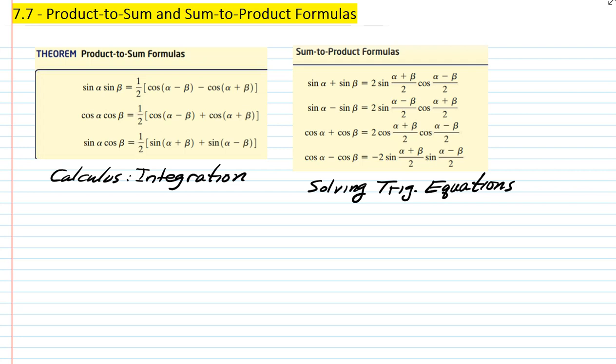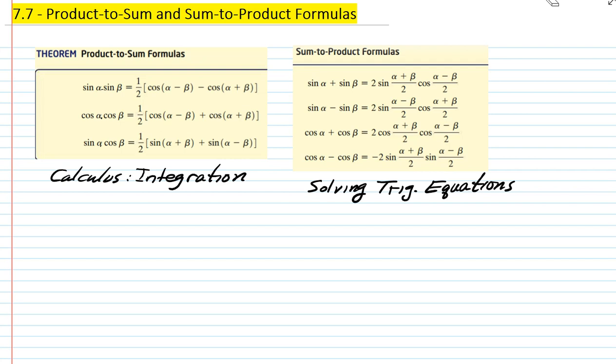Now, the formulas we have are those that change the form of a product to a sum, often called product to sum. You have a product of two trig functions, and the product in turn is turned into a sum or difference of expressions. On the right side, we have the sum to product formulas. The sum to product is just the opposite. You're given a sum or difference of two trig functions, and the task is to put it together as factors, a product of trig functions. So that's what these are.